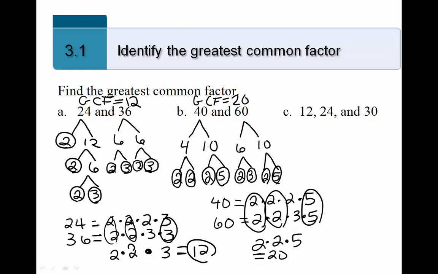Okay. So I'm not going to do another one for 12, 24, and 30. Just ask yourself, what is the largest number that will evenly divide into 12, 24, and 30? The greatest common factor of each of these numbers is 6.